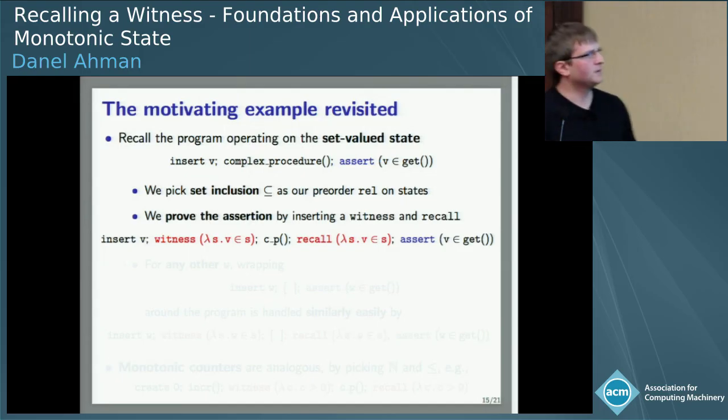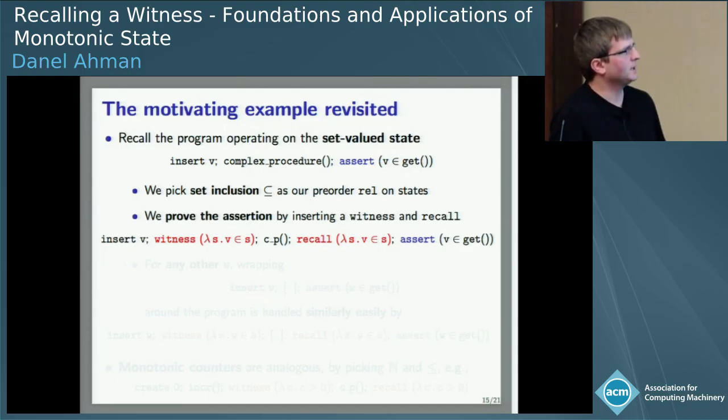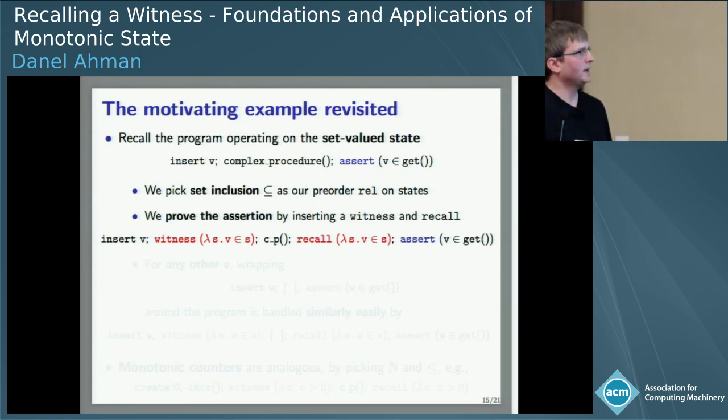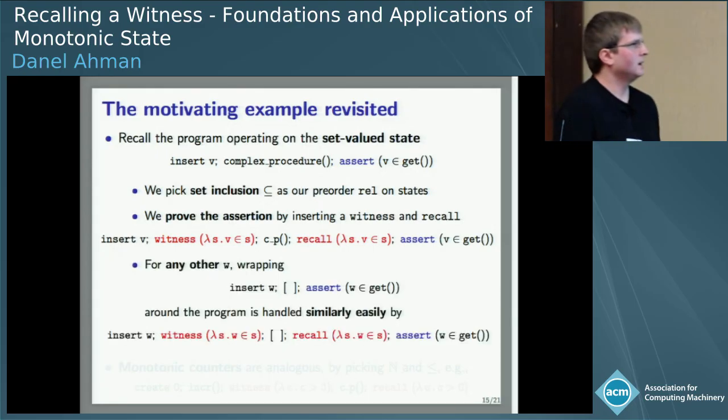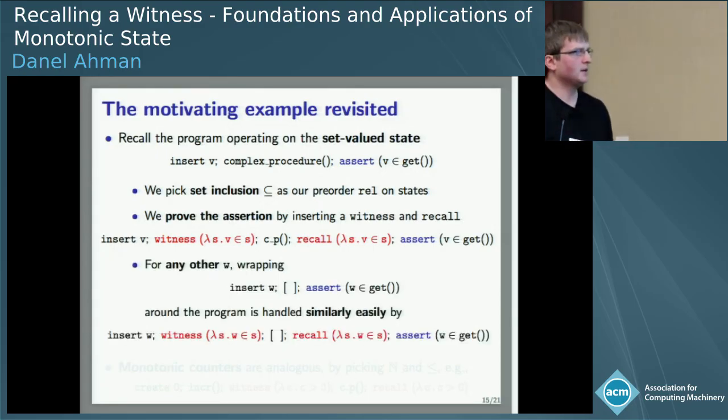And then in order to prove this assertion in the end, all we have to do is insert a witness and recall at appropriate places. So here, witness gives us knowledge that V is in the state at this point, and as it's state independent, it can flow through the pre and post conditions. Once at the right place, we call recall to know that V is indeed still in the state. And if you want to add in another W, then this is handled similarly. You just insert the witness and recall operations at the right places. So you don't have to go and revisit the proof of CP to prove that.